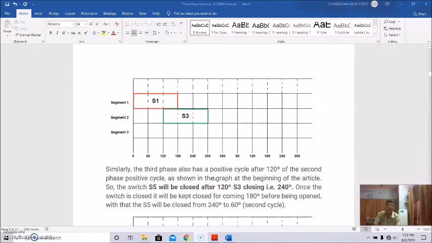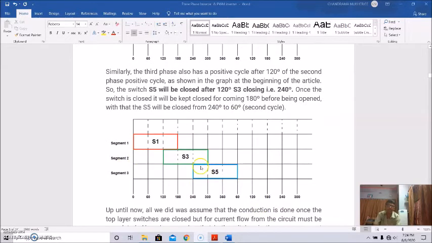Similarly, the third phase also has a positive cycle after 120 degree of the second phase's positive cycle. So switch S5 will be closed after 120 degree of the S3 closing, that is at 240 degree, and once the switch is closed, it will be kept closed for another 180 degree before being opened. So S5 will be closed from 240 degree to 60 degree in the second cycle. So that is like this.